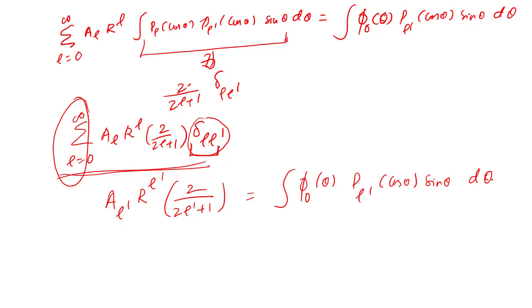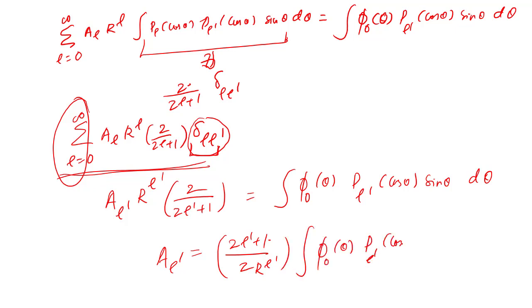Right? So then the term A_L prime, the single term that we picked out, would be 2L prime plus 1 by 2 r to the power L prime, times the integral of phi 0 of theta P_L prime of cosine theta sine theta d theta. So this L prime here is really a dummy index, in that we're saying A of L prime is whatever this L prime is, you just plug that number in here, right? So I could as well write it as just L instead of L prime, so it just looks nicer. So then we would have A_L figured out.